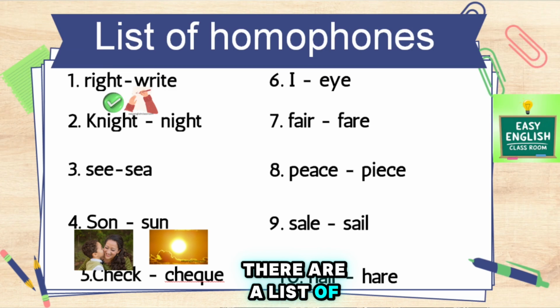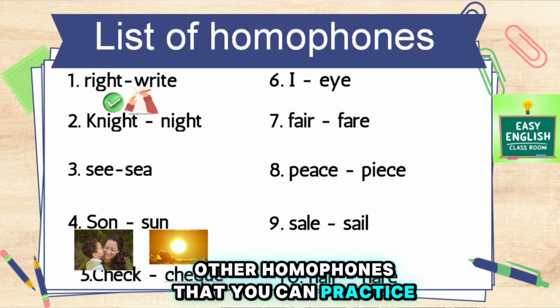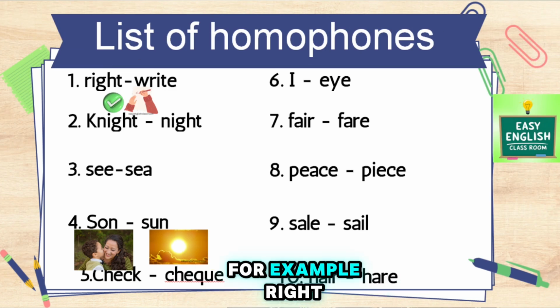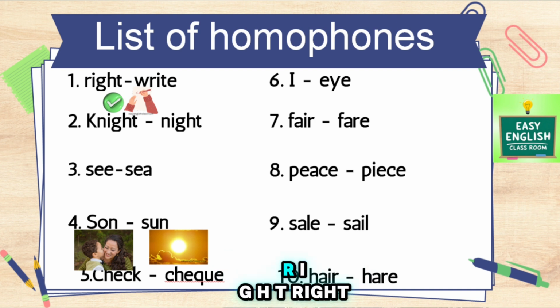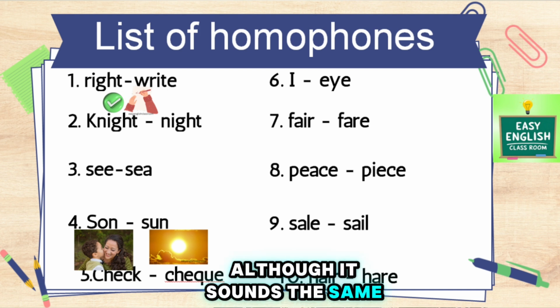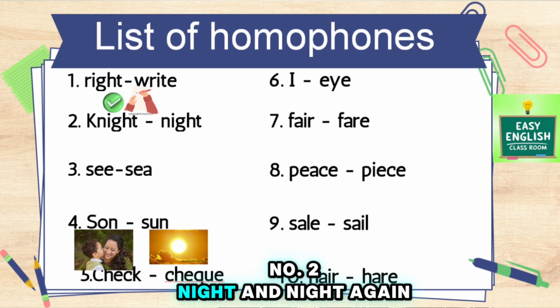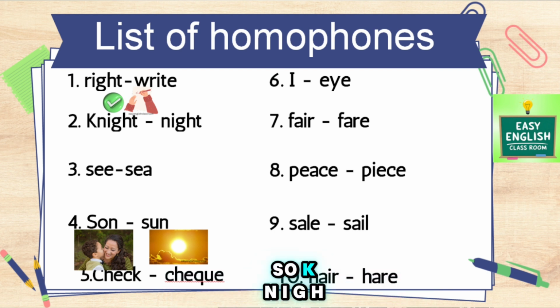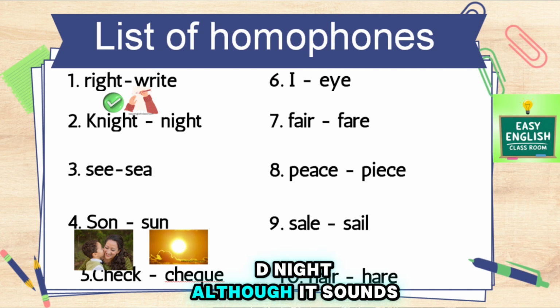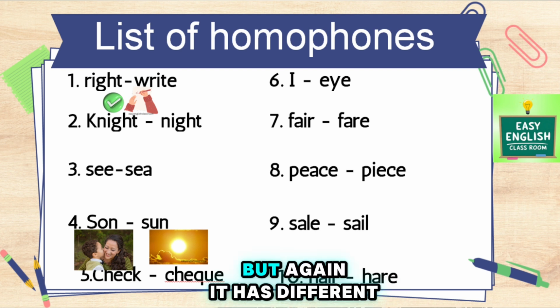There are lists of other homophones that you can practice at home. For example, number 1: right and write. Although they sound the same, they have different meanings. Number 2: night and knight. Although they sound the same, again they have different meanings as they're homophones.